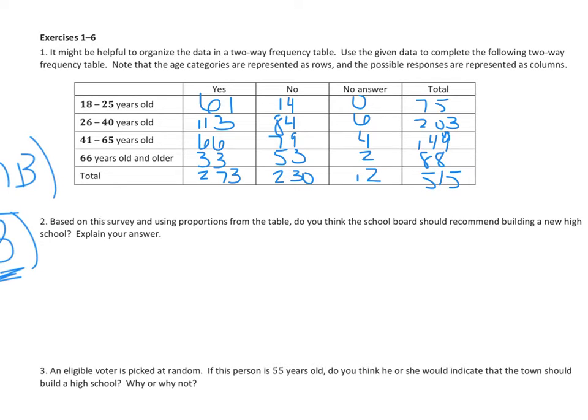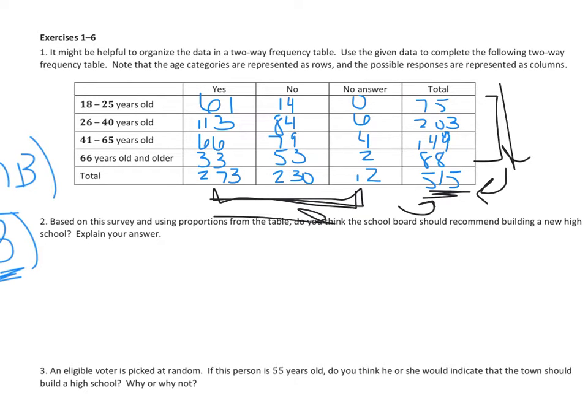Okay, so I filled out my two-way table. Just a side note, to check if you did your two-way table correctly, add up these numbers here, the 273, 230, and 12. They should give you 515, and then also double check by adding up these numbers, 75, 203, 149, and 88. That should also give you 515. It's a good way to check that your two-way table was done correctly, because this number should always be the same going down and going horizontally.